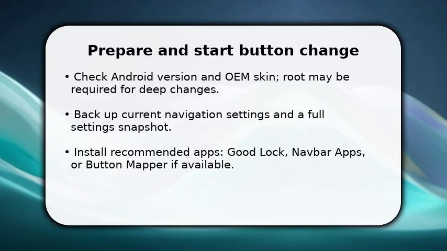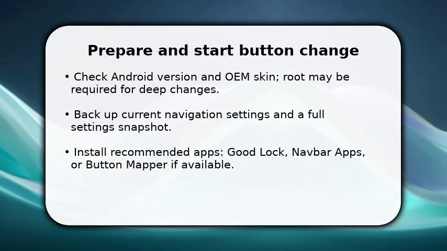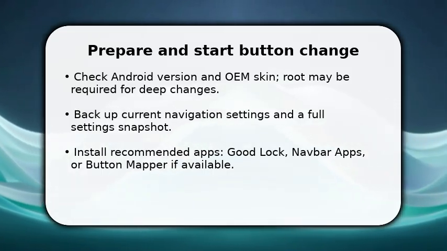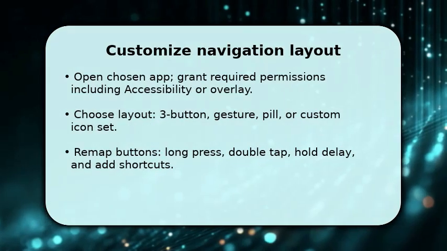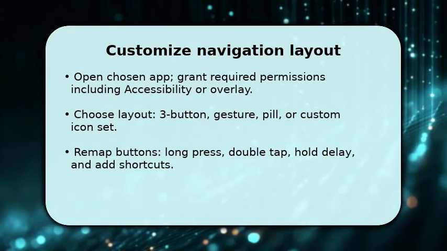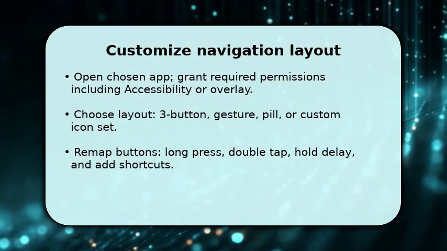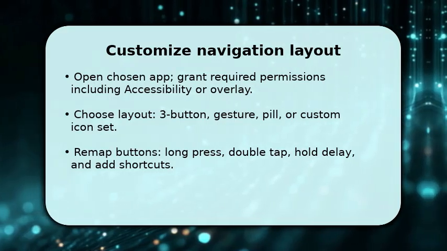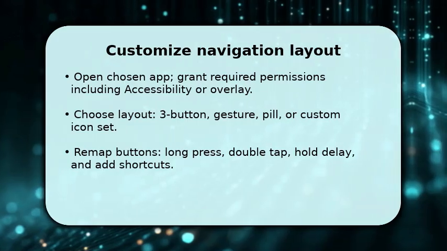exposes different controls. You'll start with the simplest app that works without root, and then move into advanced steps if customization is limited. You now grant the app accessibility and overlay permissions to let it control the navigation area. Once granted, select your preferred layout, 3-button, gesture, pill, or a custom icon bar and preview it.